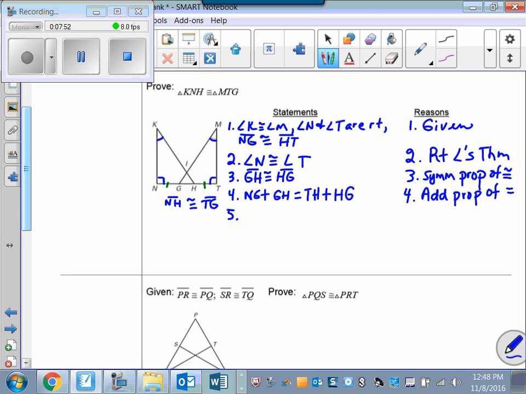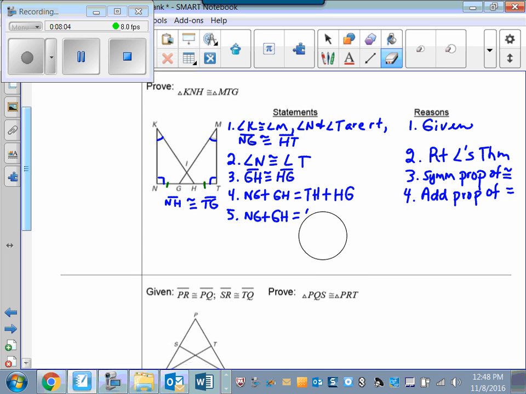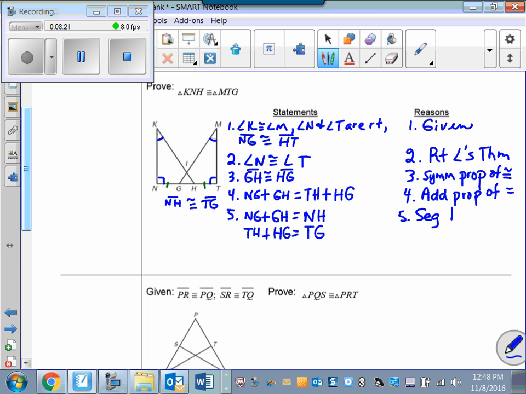Let me say NG plus GH equals NH, segment addition postulate right there. NG plus GH equals NH. And I can do it for the other side too. I can say TH plus HG equals TG, segment addition postulate. Now, let's see if that gets us anywhere.